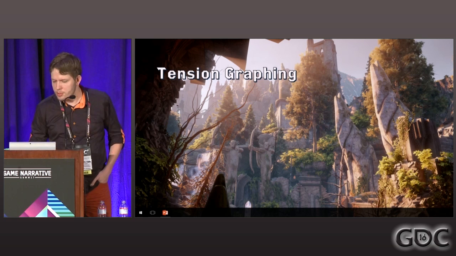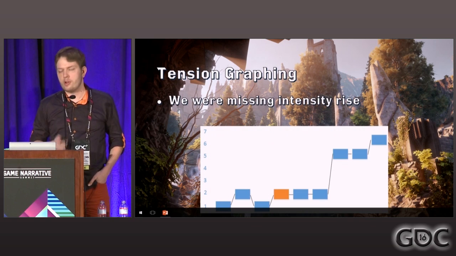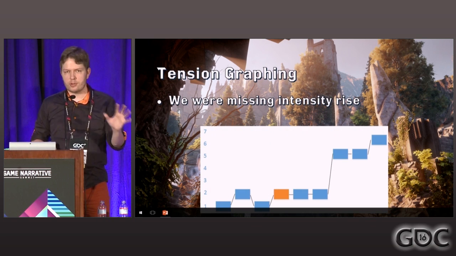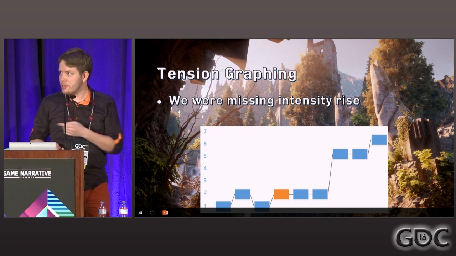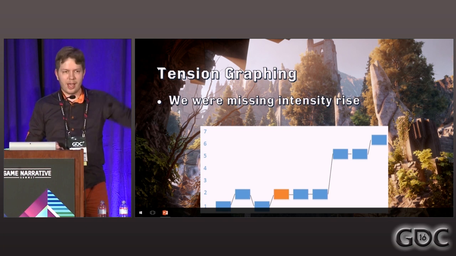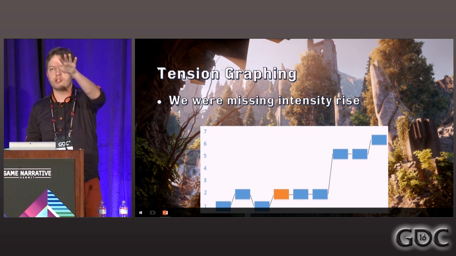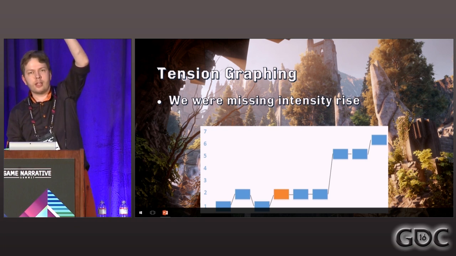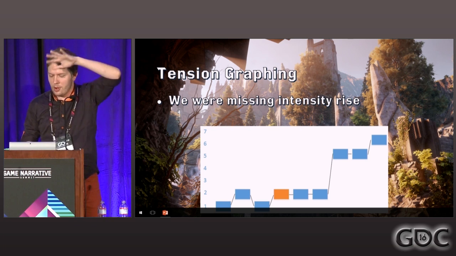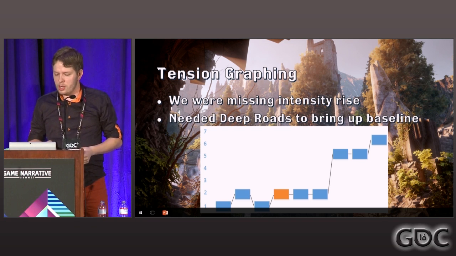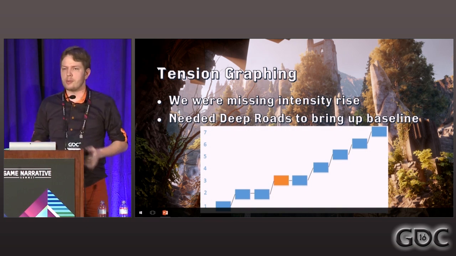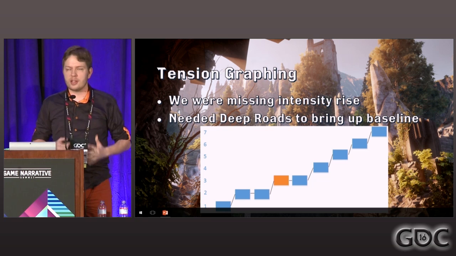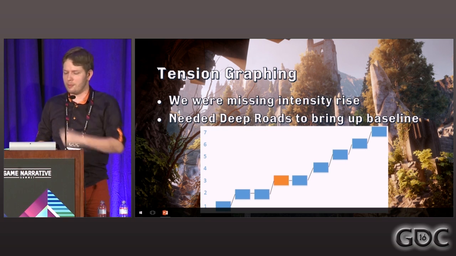So one of the things we do is what's called tension graphing. Now, this is an arbitrary set of numbers. You take the beats of your story and you graph them out relative to each other. Orange is the Deep Roads. The problem is we had low tension, low tension, low tension, low tension. All of a sudden, you're fighting the Qunari leader and everything's going crazy. So we decided, no, we need to take the Deep Roads and raise the baseline so the tension rises more gradually, because to a player, an experience that's satisfying is when that tension slowly goes up.